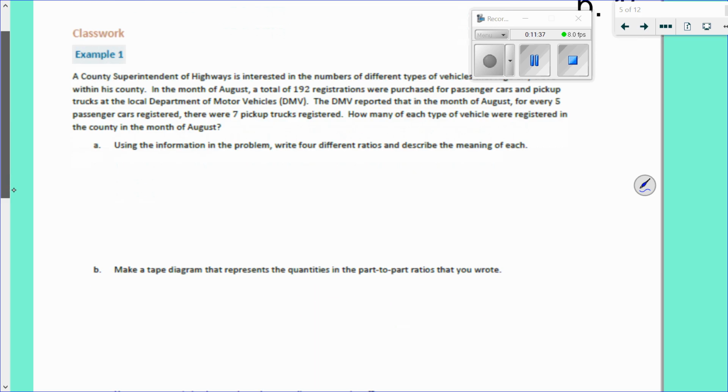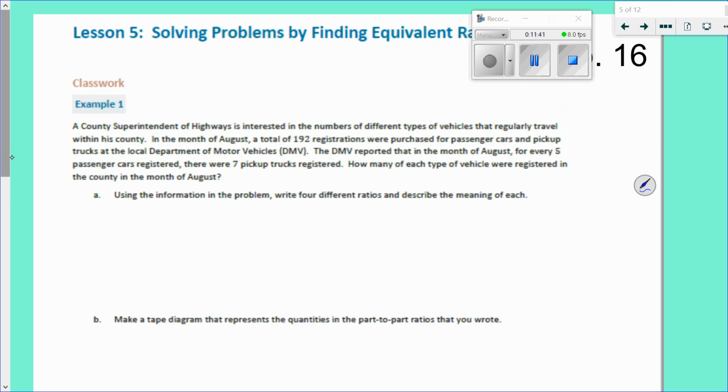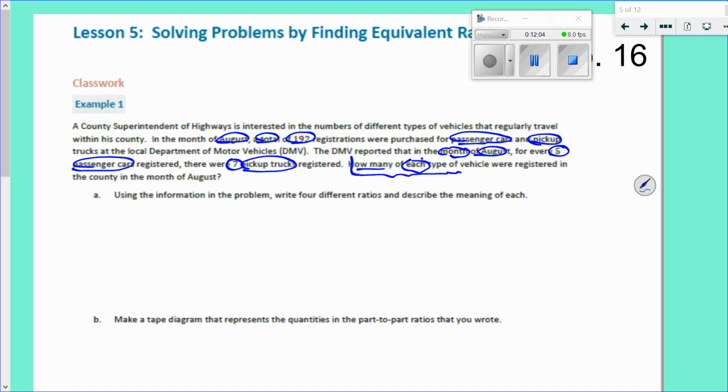The County Superintendent of Highways is interested in the numbers of different types of vehicles that regularly travel within his county. In the month of August, a total of 192 registrations were purchased for passenger cars and pickup trucks at the local Department of Motor Vehicles. The DMV reported that in the month of August, for every 5 cars, there were 7 pickup trucks registered. How many of each type of vehicle were registered?